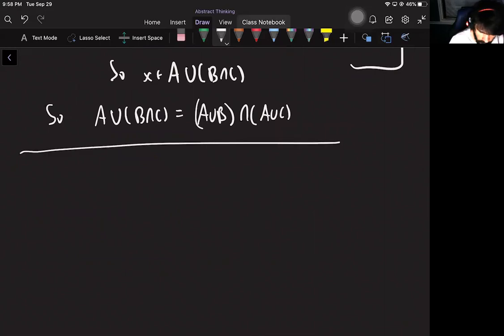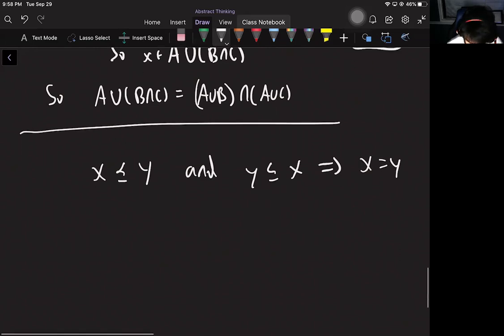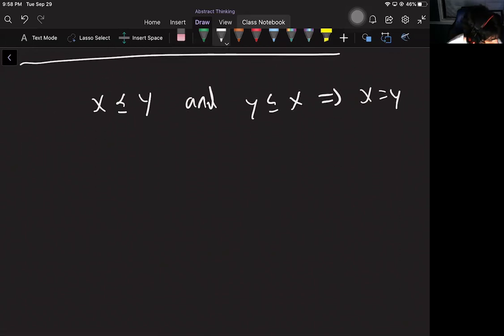So that's the end of the proof, but I would like you to compare it to this little phrase. If I say x is less than or equal to y, and y is less than or equal to x, what can you conclude about x and y? Well, they just have to be the same number. It's the only way that could be true. Same idea behind these subset proofs. Okay, all right, so that's one of the distributive properties.